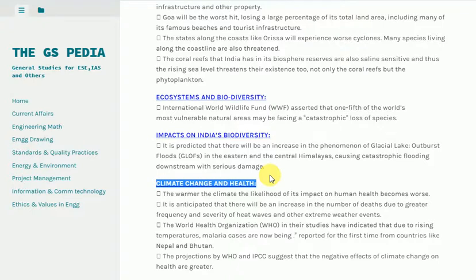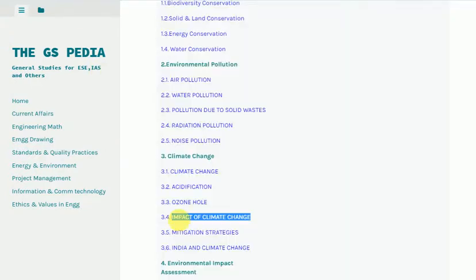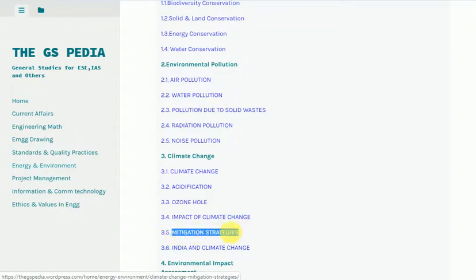The World Health Organization, in its studies, has indicated that due to rising temperatures, malaria cases are now being reported for the first time from countries like Nepal and Bhutan. The projections by WHO and IPCC suggest that the negative effects of climate change on health are greater. Next we will discuss a new topic, the mitigation strategies of climate change.